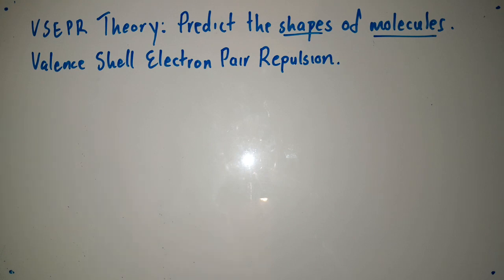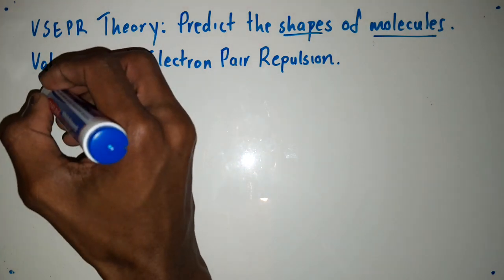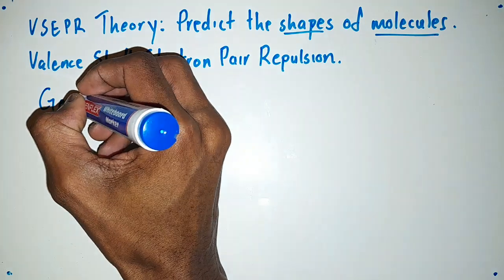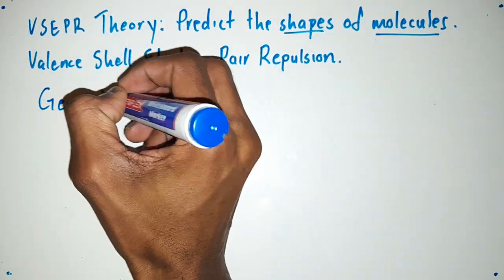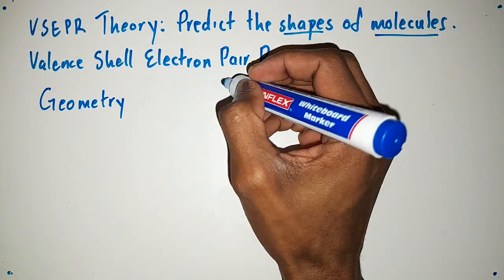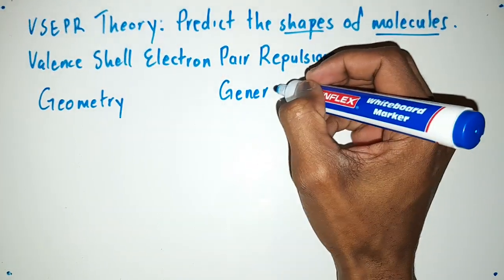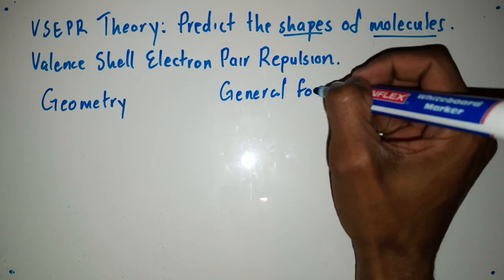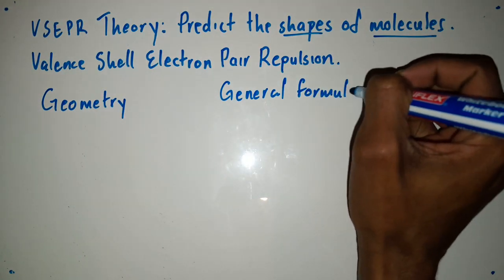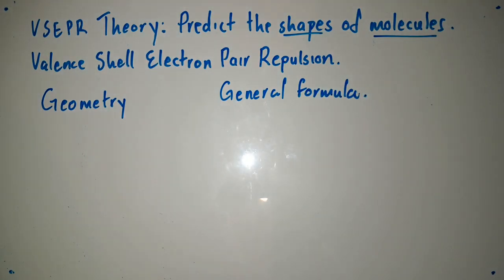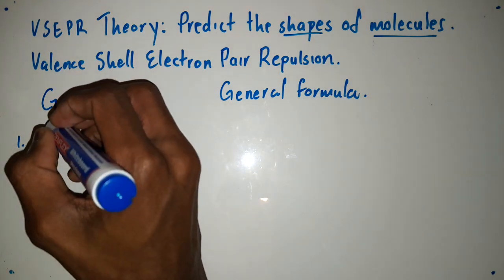We have, I think, 7 of them, but I'm going to start with the first one, the first geometry that as a learner you must know. I'm also going to give its general formula. I'll also use some examples as I go by. The first geometry that we have is linear.